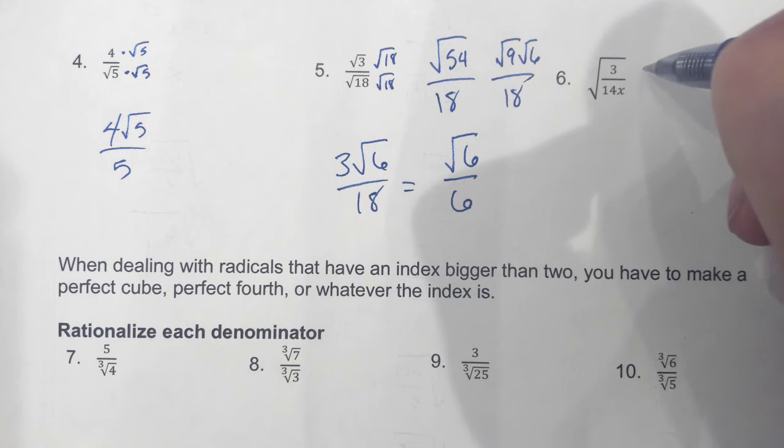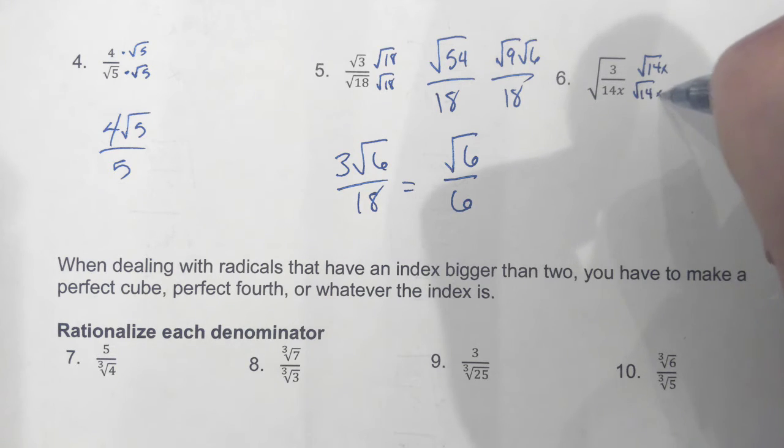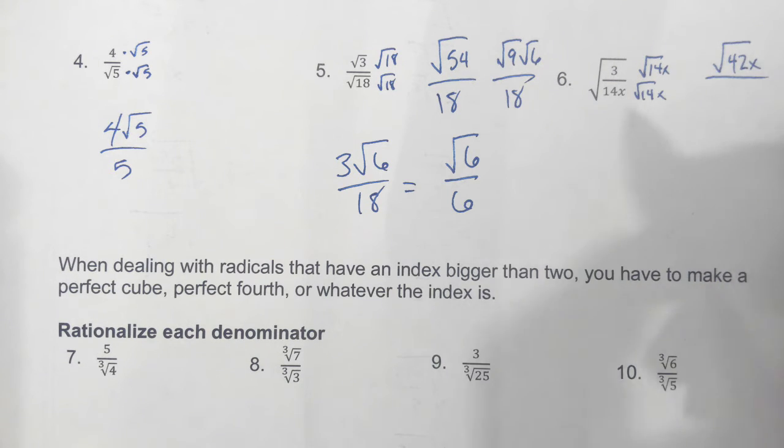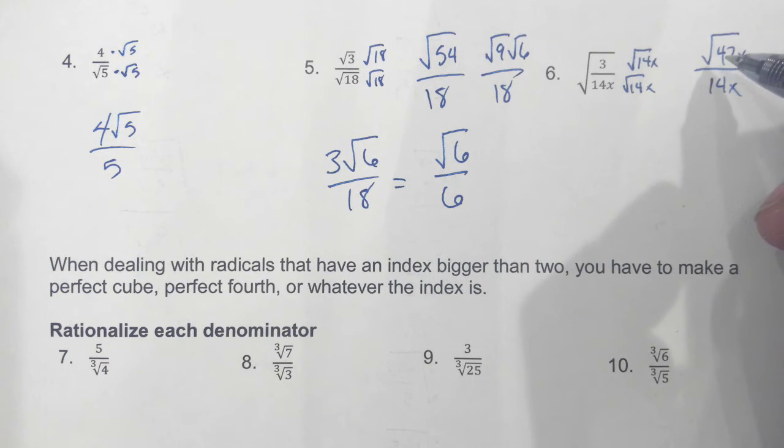And then the last one, we're going to multiply the top and bottom by the square root of 14x. So 3 times 14x is going to be 42x under the radical. And the square root of 14x times the square root of 14x is plain 14x. Look at your numerator. Is there a perfect square that divides 42? 4 doesn't divide it.